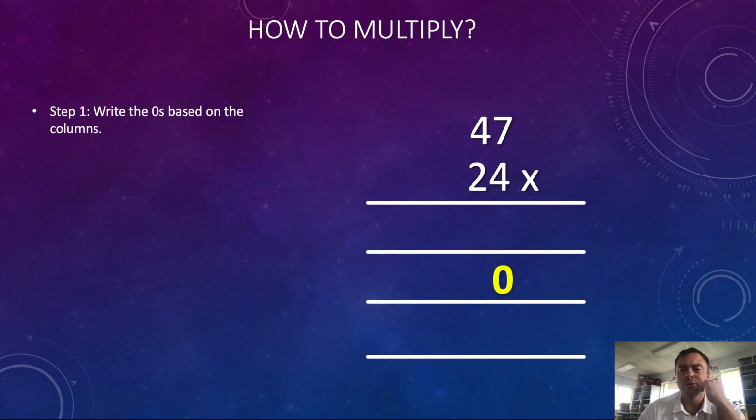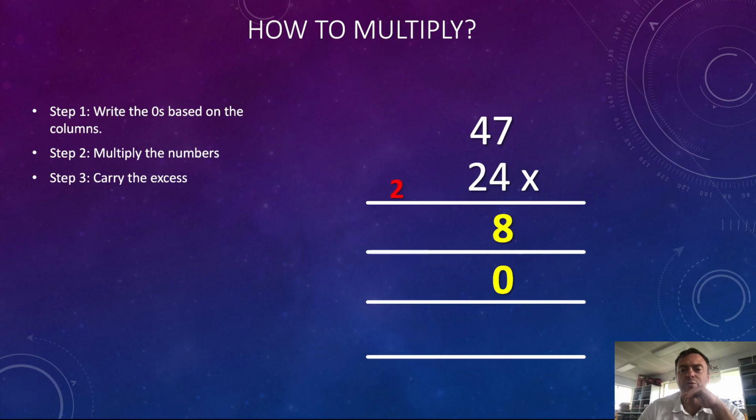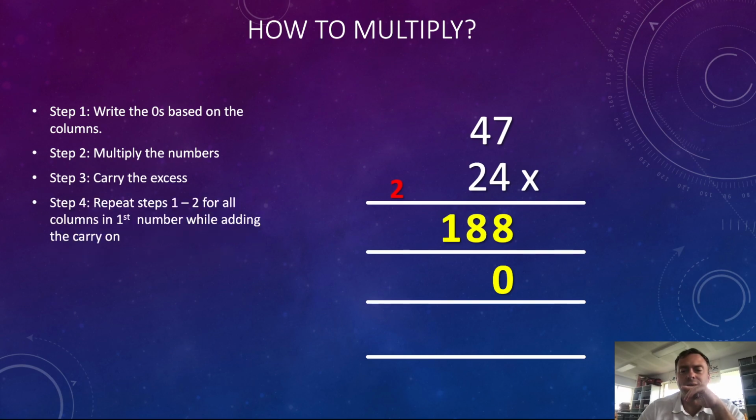Cool. So what you should see here is you do the first step, which is you put in the zeros based on the columns. This first row here is the ones column. This is the tens column, so you've got to put in a 0. If you had 3-digit numbers, you would put another line and then another 0. Then you go through the process. So 4 times 7 is 28. Carry the 2. Then you do 4 times 4, which gives you 16. Add on the 2, and then you get 18.